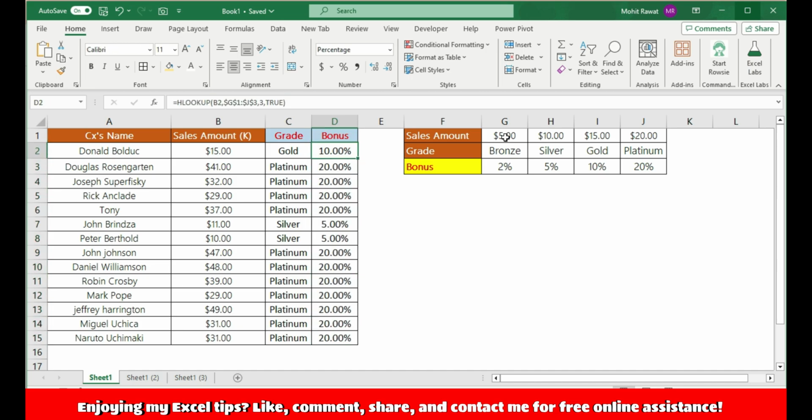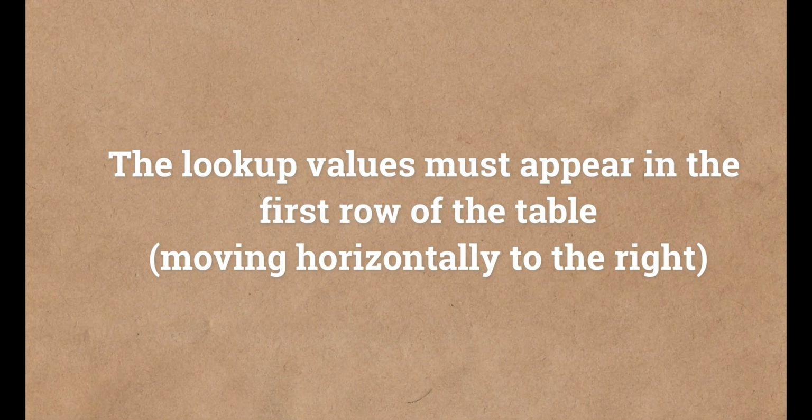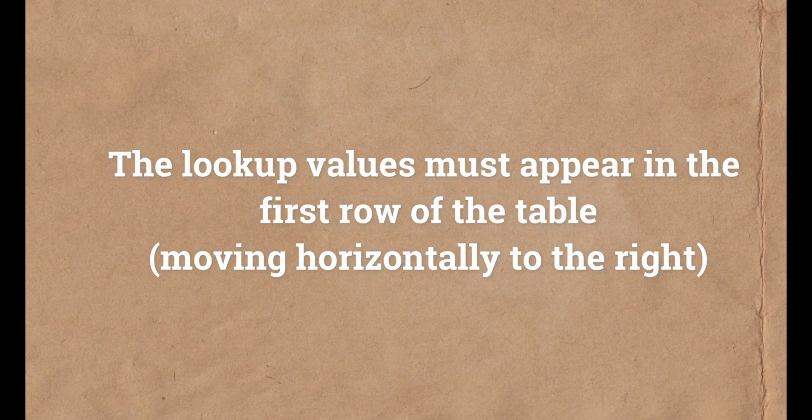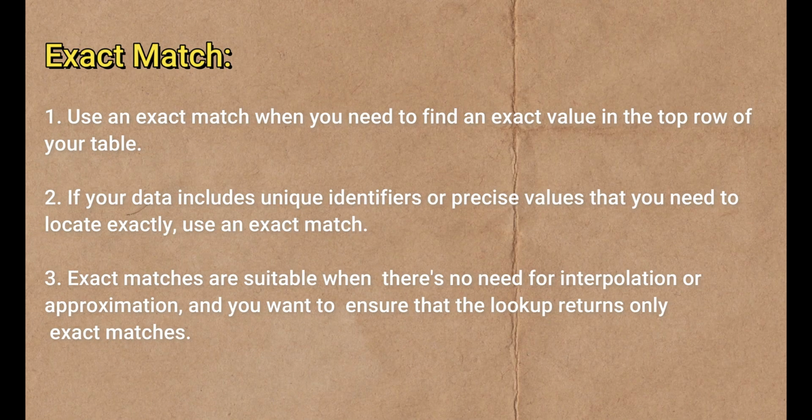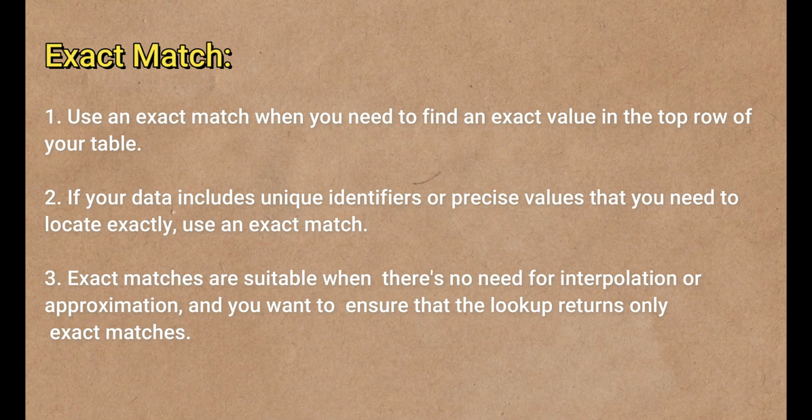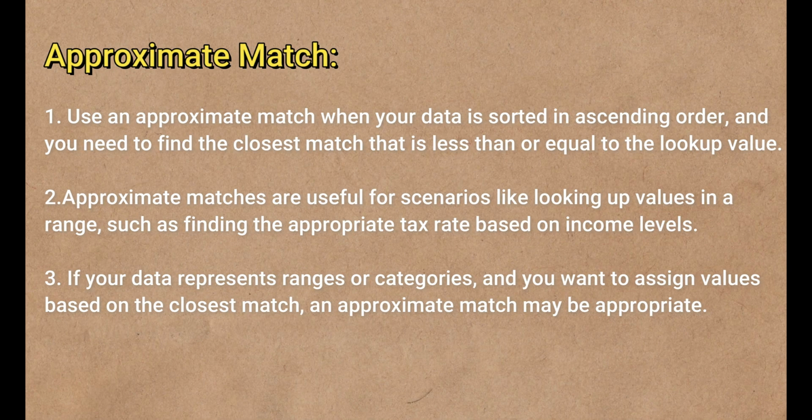So I hope you understand how to use HLOOKUP, the horizontal lookup. Now, two things are most important. Your lookup value should be in the first row of your table array. And you need to select the exact match or the approximate match according to your sales amount. If all your sales amounts are present in the table array, then you can go for an exact match. If not, then go for an approximate match.